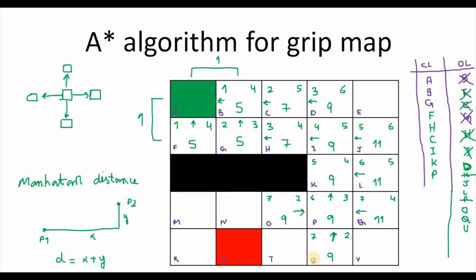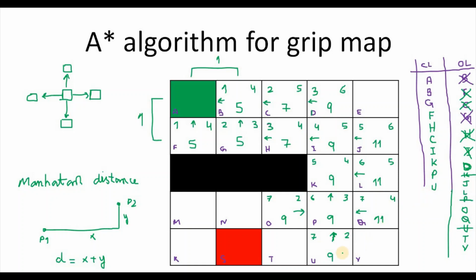So when we select U, U has two neighboring nodes that are undiscovered, which are V and T. Okay, so let's put them in the open list, T and V. U, we remove from the open list and place it in the closed list now. So we are now at node U.